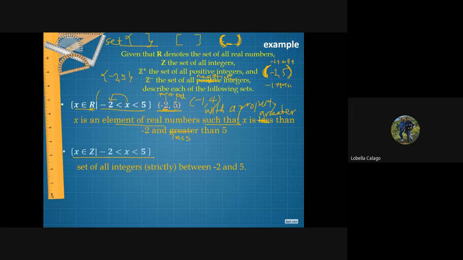Okay, sa second portion, set of all integers strictly between negative 2 and 5. So, ito, sinabi dito, set of all integers strictly between negative 2 and 5. Since we are talking of integers, wala po tayong mga negative 1.999, negative 1.99, kasi real numbers lang po yun. So, ang mga integers are whole numbers.